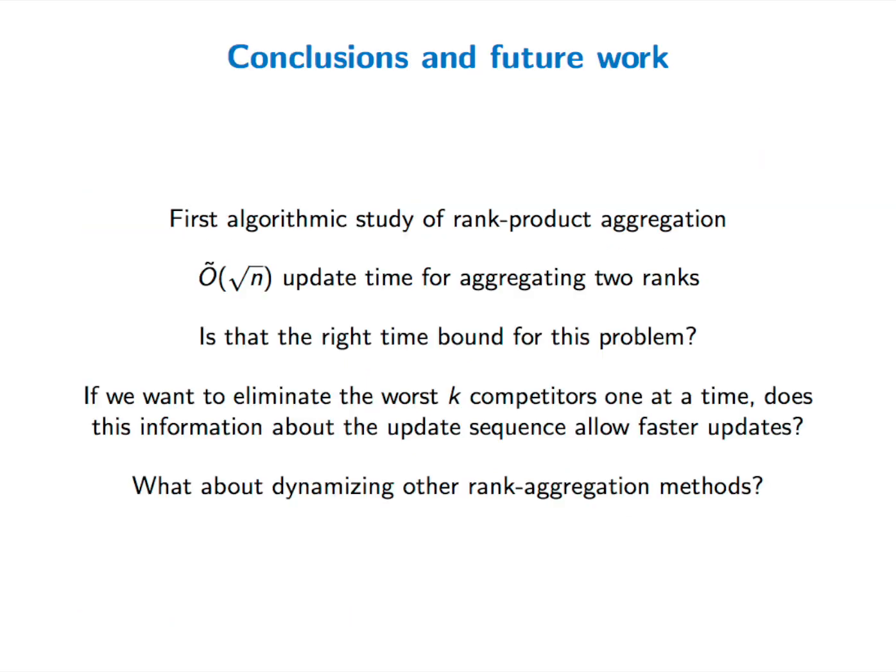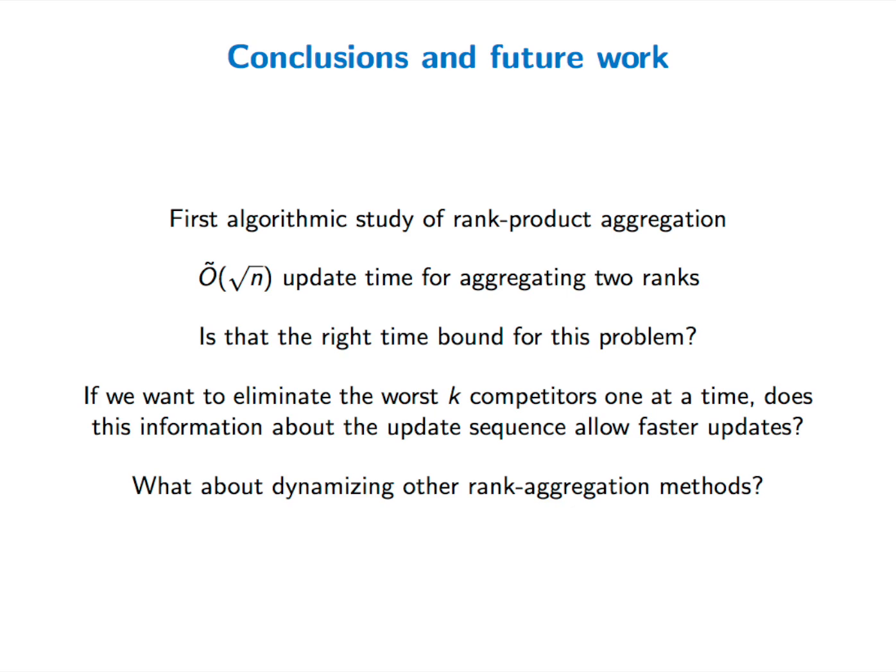So putting these 2 ideas together, using a partition of the input into blocks by their x-coordinates and y-coordinates, and then representing each individual block by something resembling a Voronoi diagram, we achieve roughly square root of n update time for finding the minimum and maximum product of 2 ranks after each update to our set of points. This is, as far as I know, the first algorithmic study of rank product aggregation. It naturally raises a question of whether square root of n is the right time bound for this problem.